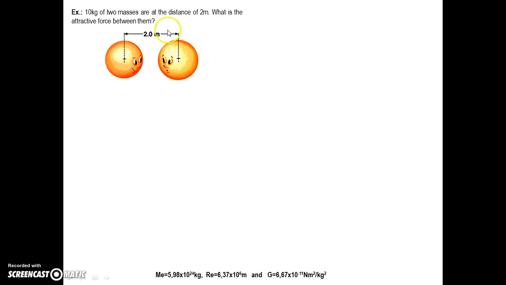Example: two masses of 10 kg are at a distance of 2 meters. What is the attractive force between them? The formula is Fg equals G times mass 1 times mass 2 over distance squared. G is the constant 6.67 times 10 to the power minus 11 newton meter squared per kilogram squared, times mass 1 which is 10 kilograms, mass 2 which is 10 kilograms, over distance 2 squared. Fg will be approximately 1.67 times 10 to the power minus 9 newtons, and the direction of the gravitational force will be toward each other.